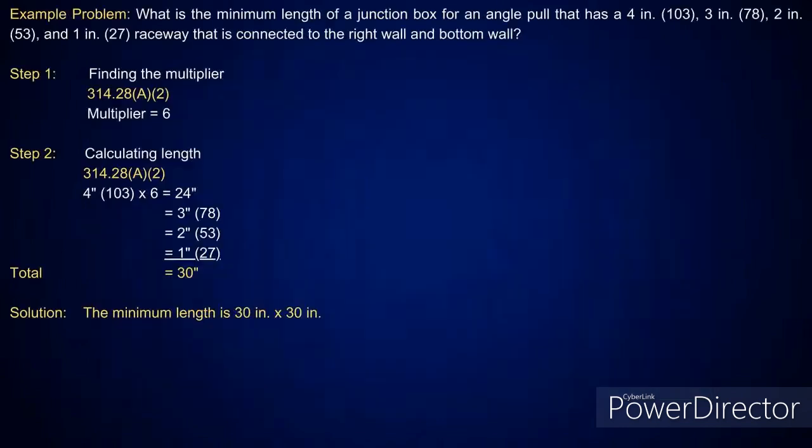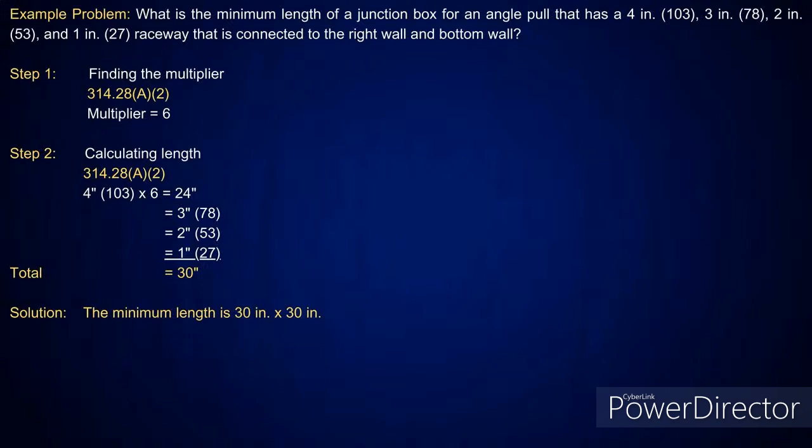All right. Now, when I get to an angle pull that has multiple conduits connected to its side, so say I'm on the right side of the box to the bottom side of the box, we've got a 4-inch, 3-inch, 2-inch, and 1-inch. So you're going to take the largest one at the multiplier 6. That's going to give you 24 inches. Then you add the rest of them together. So I have the extra conduits: a 3-inch, a 2-inch, and a 1-inch. That's going to give me 30 inches when I add them all together. And that'll tell you the minimum length has to be a 30-inch by 30-inch box.